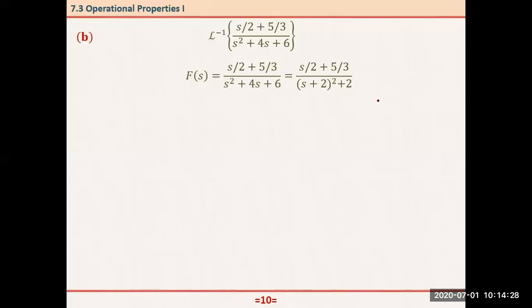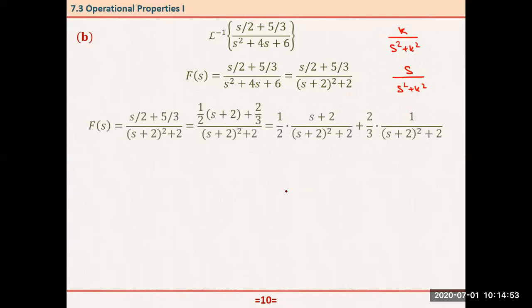We are familiar with the inverses of cosine and sine functions. One is k over s squared plus k squared. Another one is s over s squared plus k squared, right? And it looks like something like this, if we have s something squared plus a constant number squared. Okay, now in the next step, again, we have to decompose this.